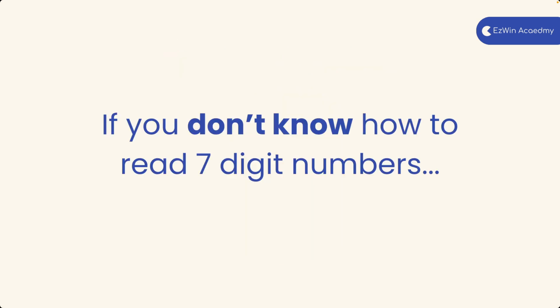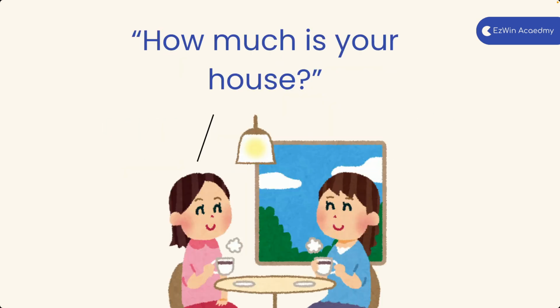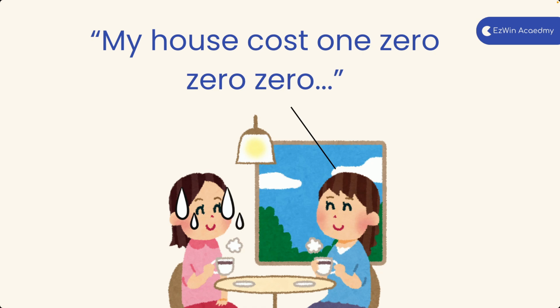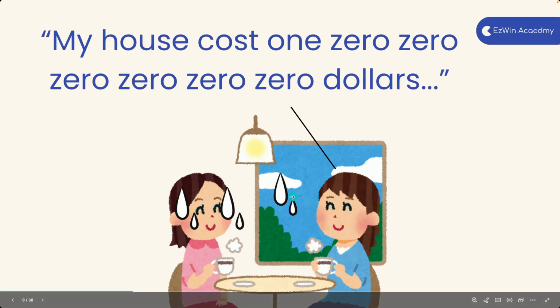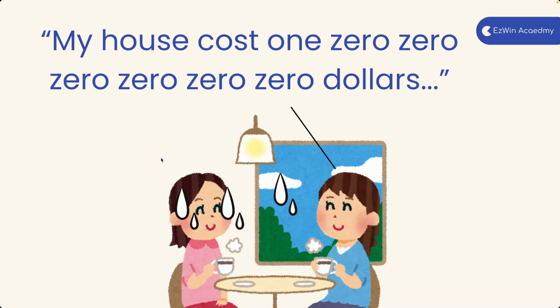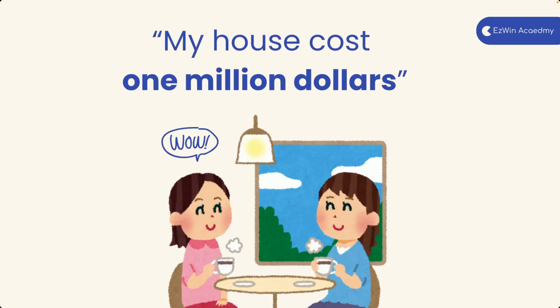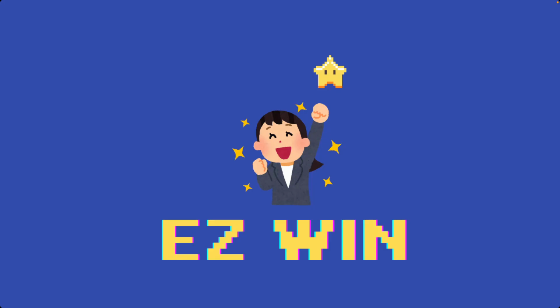So if you don't know how to read a 7-digit number, maybe in the future when you buy a condominium or even a house, your friend might ask, how much is your house? And you might answer, okay, my house costs $10,000,000. But if you know how to read a 7-digit number, then you can always answer like this. Oh, my house costs $1 million. And your friends will be impressed. Like, wow, so rich! And then it's an easy win right there.